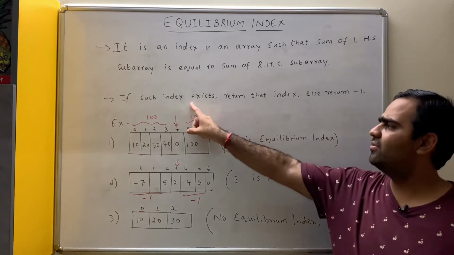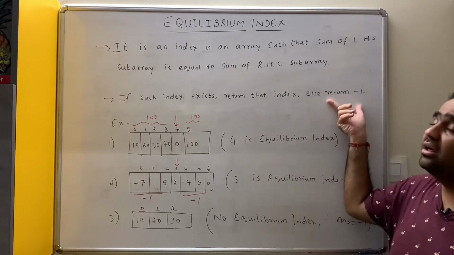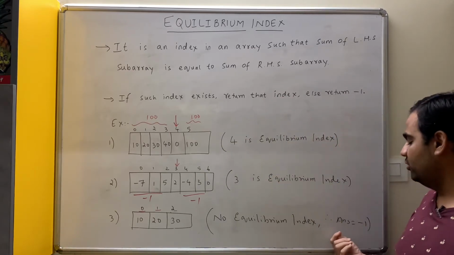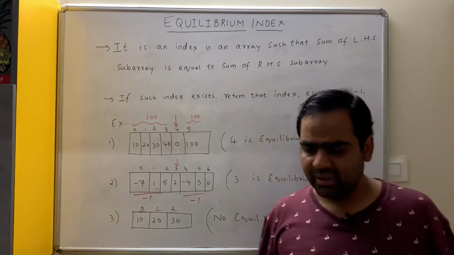Therefore, if such an index exists, you return that index, for example 3, and if it does not exist, then you give -1 as the answer. This is what the equilibrium index is.